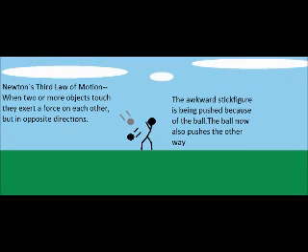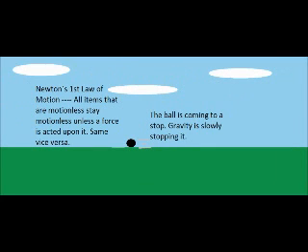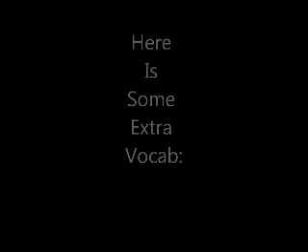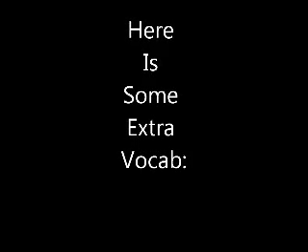Newton's third law of motion is when 2 or more objects touch, they exert a force on each other, but in opposite directions. Lastly, as the ball is coming to a stop, it's following Newton's first law of motion. Newton's first law of motion is that all items that are motionless stay motionless unless a force is acted upon it. Same vice versa, as in all items that are in motion stay in motion unless a force is acted upon it. Now, let's do some extra vocab.